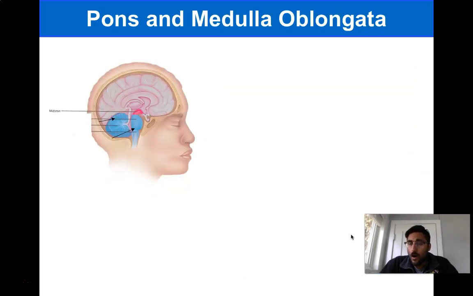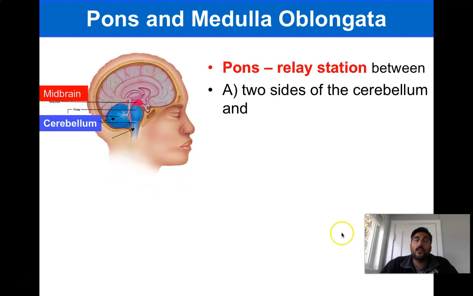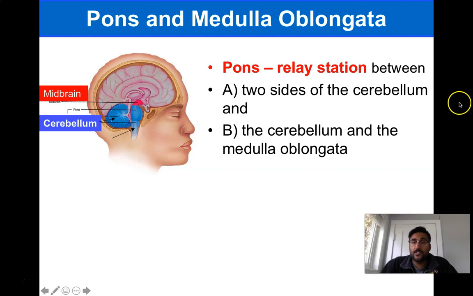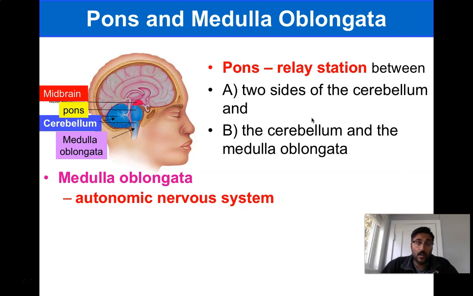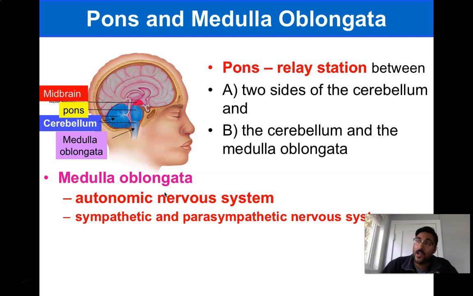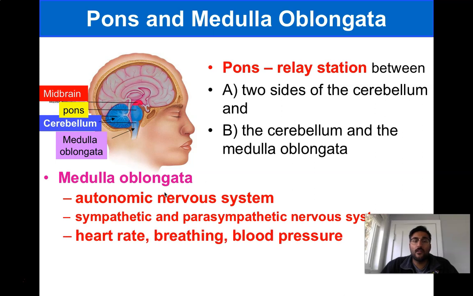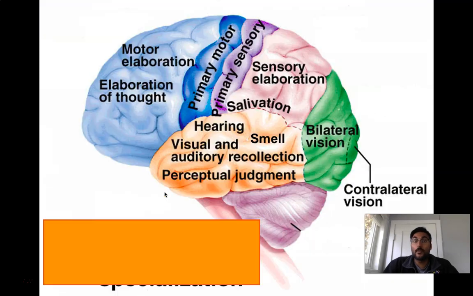The medulla and the pons are going to be communication sections. So the pons is a relay station between the left and right hemisphere, along with the medulla oblongata. And the medulla oblongata itself is going to be primarily for autonomic nervous system control. So that sympathetic, parasympathetic, fight or flight stuff that we discussed in a previous video. Everything from heart rate to breathing to blood pressure, all of that involuntary stuff that you seem to take care of just fine every day without even thinking about it. That's the medulla's sort of purpose.